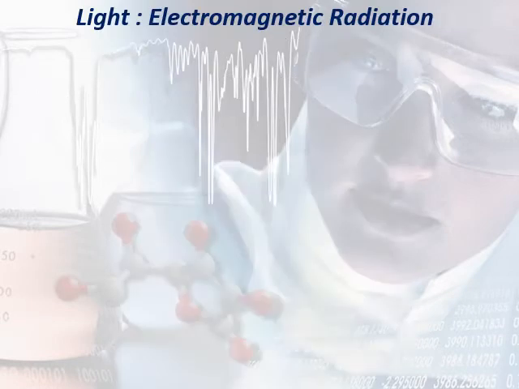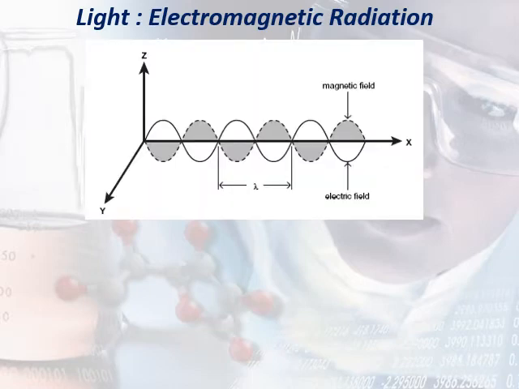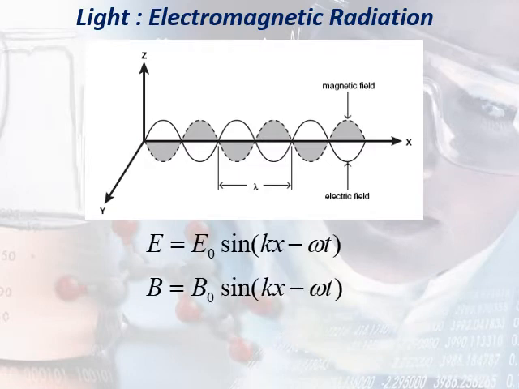In order to study the interaction of light with matter, we first have to understand the nature of light. Light is nothing but an electromagnetic radiation. Any electromagnetic radiation can be represented by this graph. In this graph the variation of electric and magnetic field intensity is shown as a function of time on the Z and Y axis, respectively. The variation of electric and magnetic field intensity can be represented by these equations.